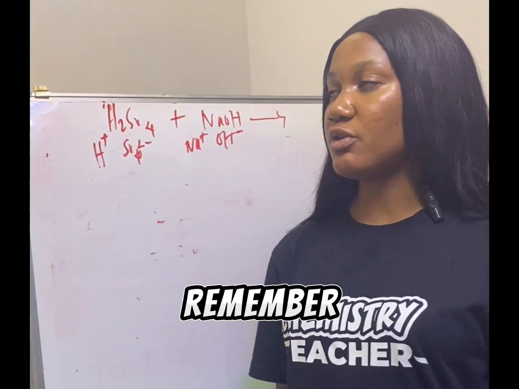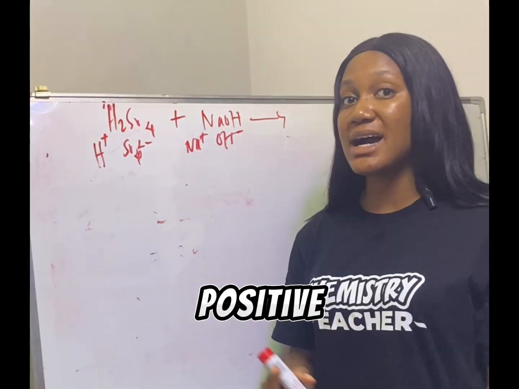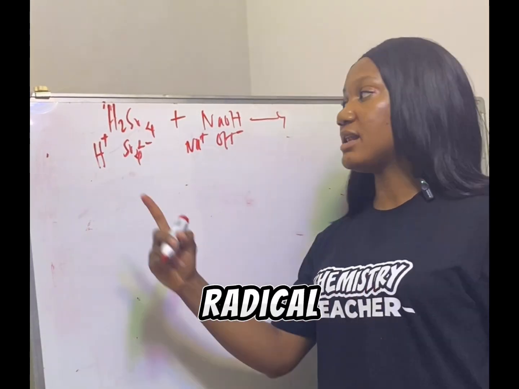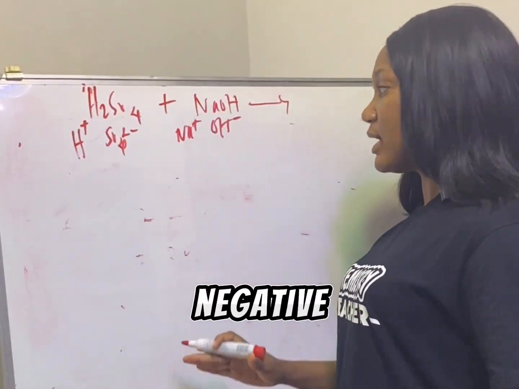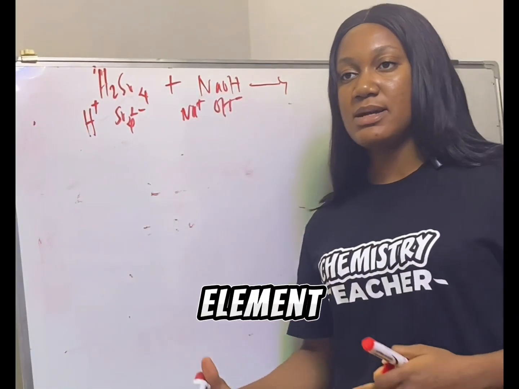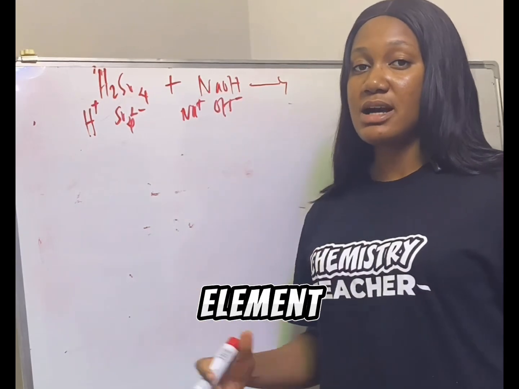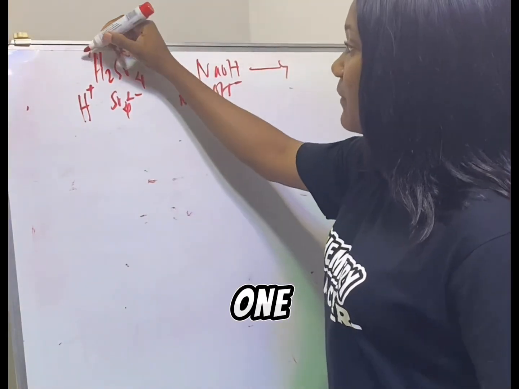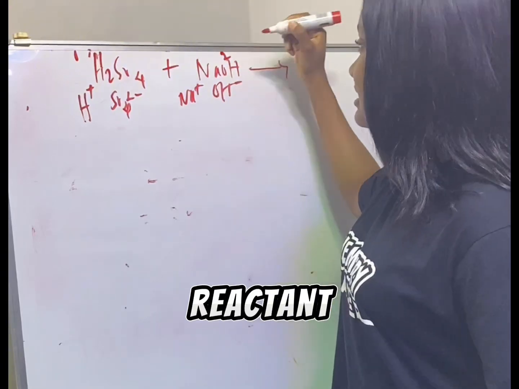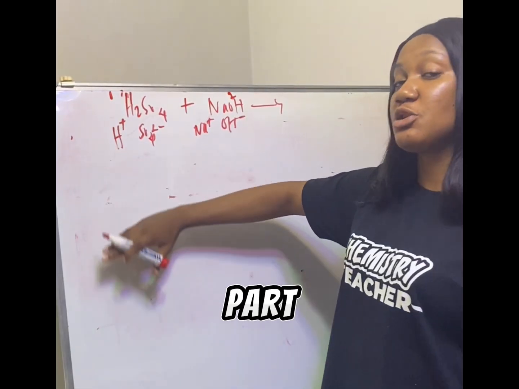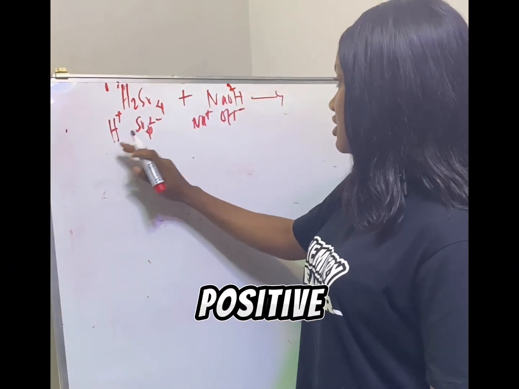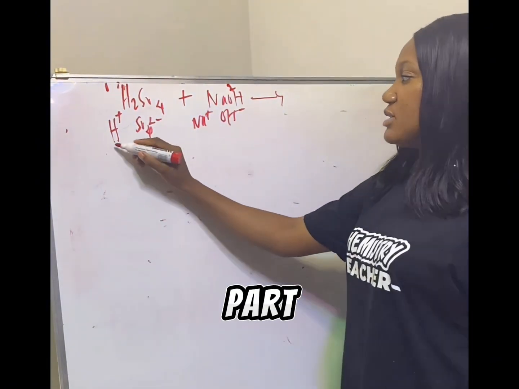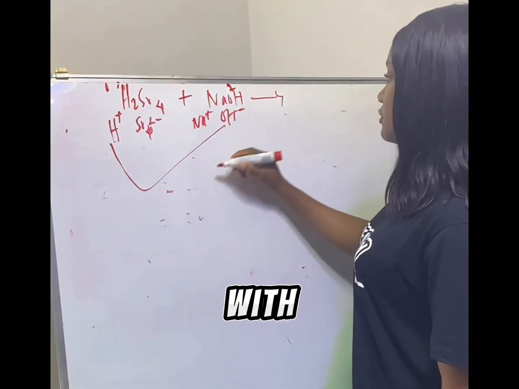Remember that how a compound is formed is that a positive element combines with a negative radical or a negative element, or a positive radical combines with a negative element. So either way, a positive element to a negative element, or a positive element to a negative radical. This is our first reactant, and this is our second reactant. In this kind of equation, the positive part of your first reactant is going to react with the negative part of your second reactant. So here, our positive part is hydrogen. Here, our negative part is OH. So this would react with this. What's it going to form?